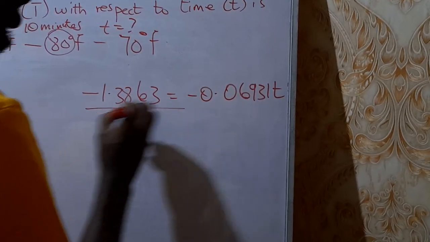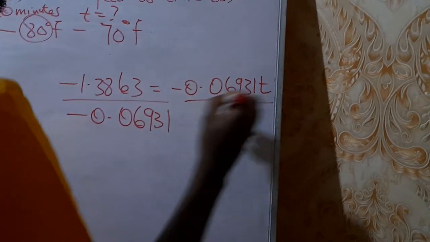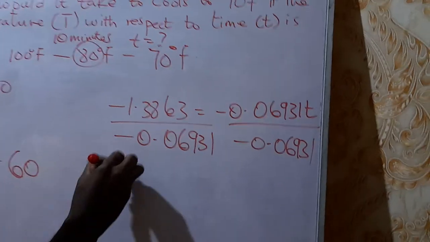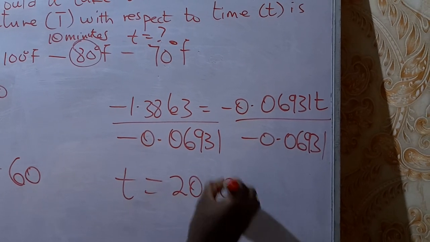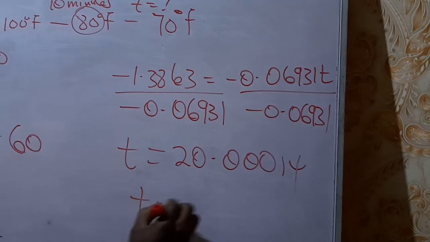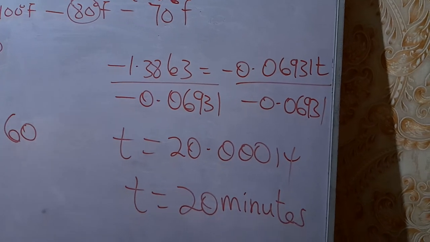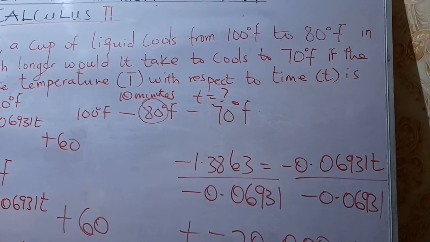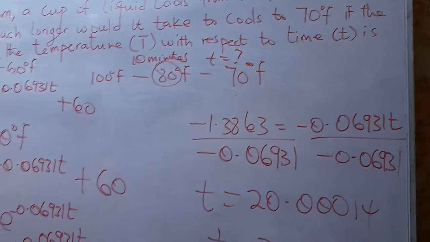We divide both sides by negative 0.06931. When you do it, this divided by this will be 20.00014. So in actual fact, that means the time is 20 minutes. So we can conclude that it will take 20 minutes for the liquid to cool from 80 degrees Fahrenheit to 70 degrees Fahrenheit. I hope you get that.